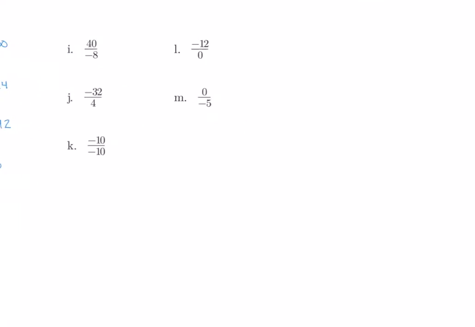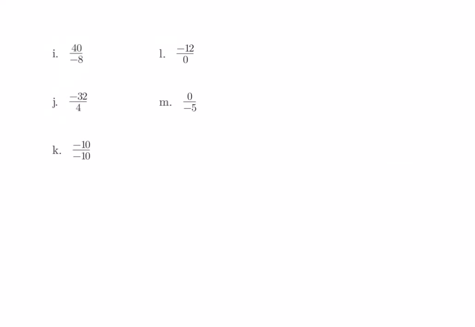All right, let's look at some division problems. So example I, we have 40 divided by negative 8. 40 divided by 8 is 5. I have one negative in my problem, and so my answer will be negative 5. Example J, negative 32 divided by 4. 32 divided by 4 is 8. I have one negative in my problem, and so I'm going to keep it. We get negative 8.